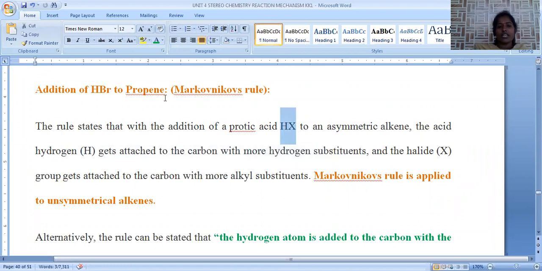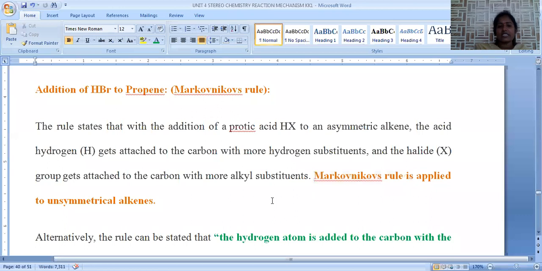Hydrogen of HX. HX in the sense HBr we are taking. In this, hydrogen atom is attached to the carbon having more number of hydrogens. If we are taking propene, propene is CH3CH double bond CH2. In the double bonded carbon, one is CH, second is CH2. CH2 having more number of hydrogens, that's why hydrogen will attach to that CH2 carbon but not the CH carbon of the double bond. And halide atom is attached to the carbon having more number of substitution, means less number of hydrogens. Okay, this is called Markovnikov rule.